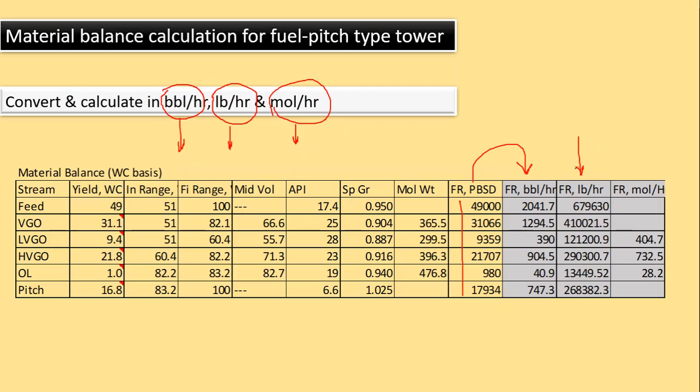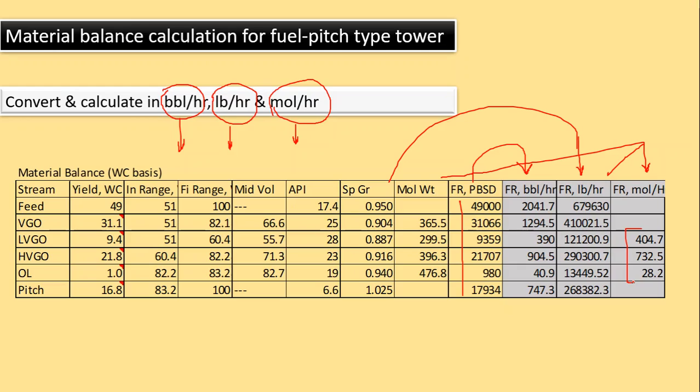After converting to barrels per hour, we can find the pounds per hour, as we did all these calculations earlier in the atmospheric distillation column with the help of the specific gravity and 14.9, and we developed that formula. The next one is the molar flow rate. This can be calculated with the help of the mass flow rate and the molecular weight. The number of moles is nothing but the amount divided by the molecular weight. But the important thing you should know is that we have only calculated it for the three distillates.